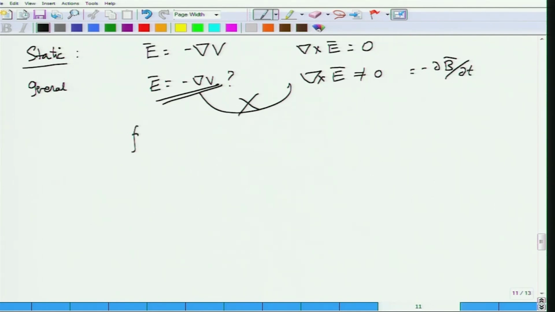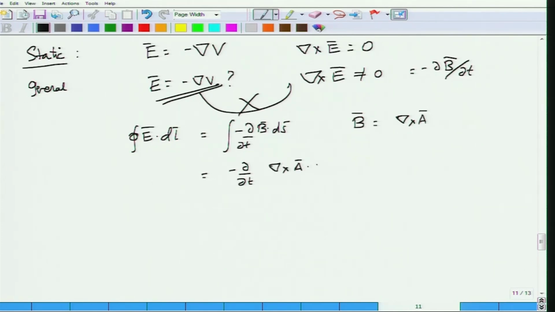Let us go back to Faraday's law in the integral form. So write down this as integral of E dot dl, which is the EMF produced, given by minus del by del t of integral B dot ds. Now I know what B is in terms of the vector potential A. So B is equal to curl of A. So I can write this as minus del by del t, pulling it outside the integral, of del cross A dot ds. I can also push this del by del t inside and write this as minus del cross del A by del t dot ds.